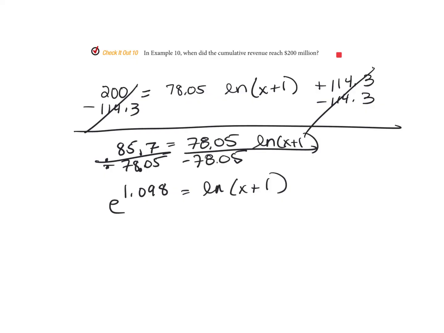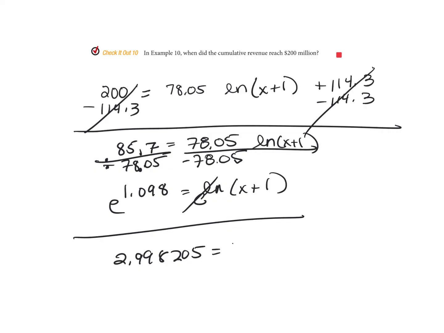Raise both sides to this power of e. It's 2.998205. Subtract the 1 from both sides. x equals 1.998205, which is approximately 2 weeks.